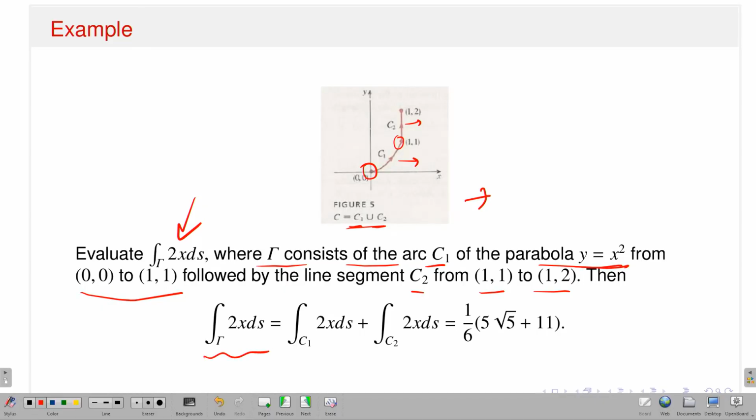that means the integration over gamma of 2x ds. What is this gamma? Gamma is C1 union C2. So first you break it up into two parts: one is the integration over C1 of 2x ds and the second one is the integration over C2 of 2x ds. Now you have to calculate.